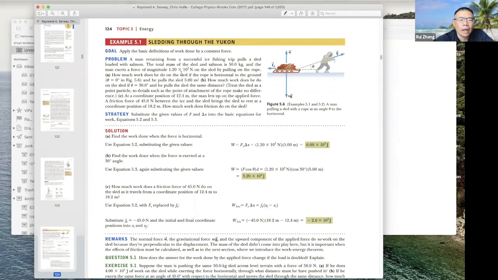Okay. And then it asks you how much work does he do on the sled if the rope is horizontal to the ground, okay? Like if you pull everything horizontally like this. And also how much work does he do when the angle is 30 degrees and for the same distance. And it gives you the 5 meters, okay. And then it also asks you about the work done by friction.